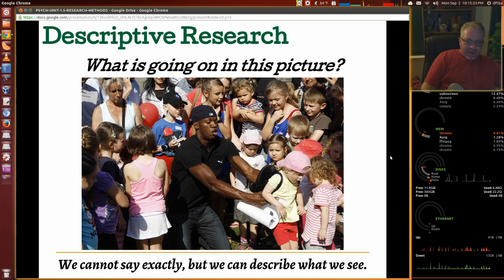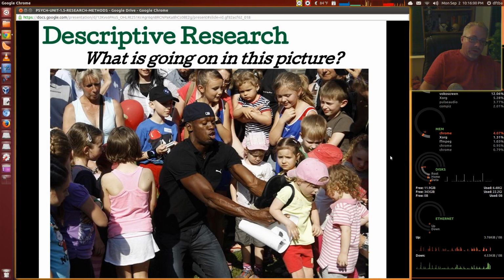Okay, we cannot say exactly what is happening, but we can describe what we see. There are a number of people. Most of the people's attention is focused on what? The person in the center. Okay, what's the person in the center doing? Well, he is grasping a child. Could be a boy, could be a girl. It looks like he's almost picking them up or putting them down. Hard to tell. Is he playing with them? Is he taking them? What is he doing? He's got some muscles, though. In fact, I think his muscles have muscles. So, what's going on in the picture?